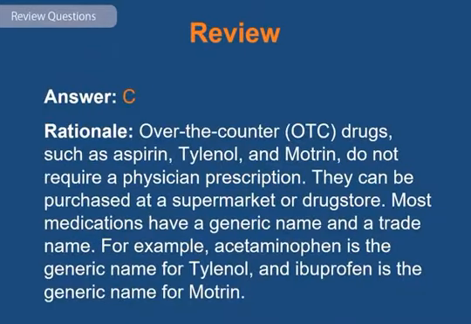Over-the-counter drugs mean just that. They're over-the-counter, like Tylenol and Motrin, and do not require a physician prescription. They can be purchased at a supermarket or drugstore, and most medications have a generic name and a trade name. Like acetaminophen is the generic name for Tylenol, and ibuprofen is the generic name for Motrin.